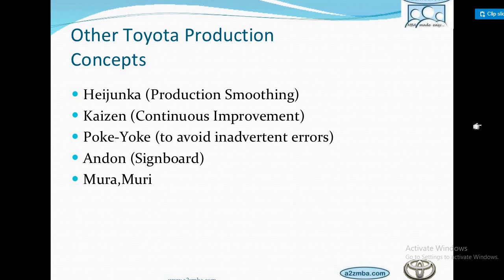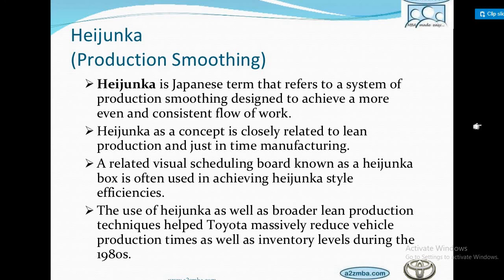Okay, what are the other Toyota production concepts? As we know, it consists of Heijunka. Heijunka means production smoothing, Kaizen means continuous improvement, Poka-yoke means avoiding inadvertent errors, Andon means signboards, and Mura and Muri. These are the different kinds of 5 concepts that we are going to learn further. So the very first concept is Heijunka. Heijunka means production smoothing. Heijunka is a Japanese term that refers to a system of production smoothing designed to achieve a more even and consistent flow of work.